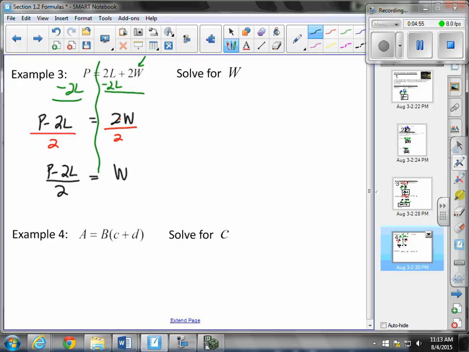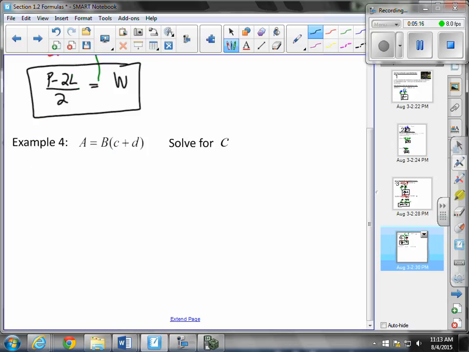Notice 2 times W divided by 2. That 2 is multiplied by the entire rest of the denominator, so that 2 cancels. In P minus 2L, the 2 is not a multiplicative factor of the entire numerator. We cannot cancel it in that part of the equation.